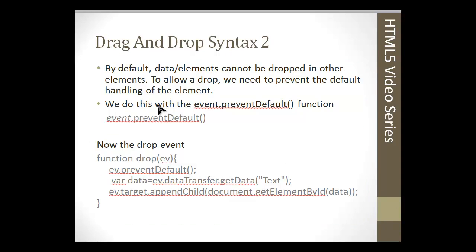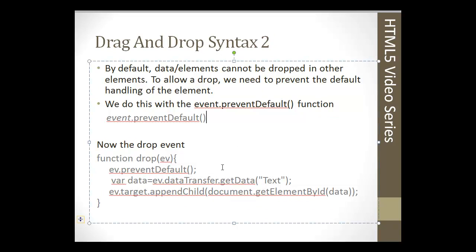Alright, so that brings us to the next part of the code, which is event.preventDefault. Now, what this does is, by default, the data cannot be dropped into other elements. To allow it to drop, we need to prevent the default handling of the element. So that's all we're doing right here, just preventing the default action.